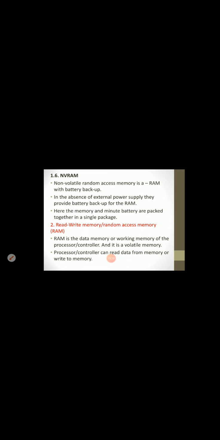And the last one among the ROMs is NVRAM, that is non-volatile RAM. Don't confuse it with NVROM. There is no such ROM available. This is NVRAM, and you may be getting confused why I am using RAM in the ROM.